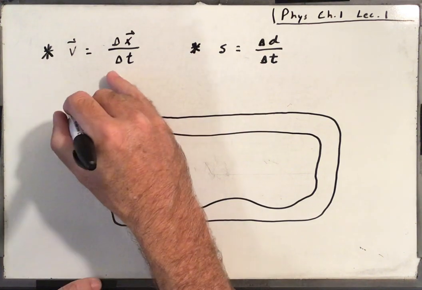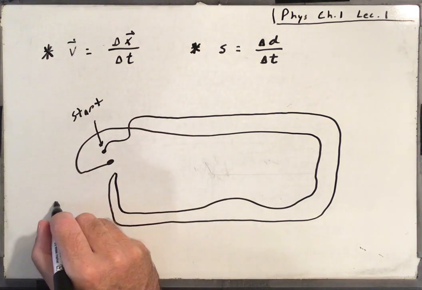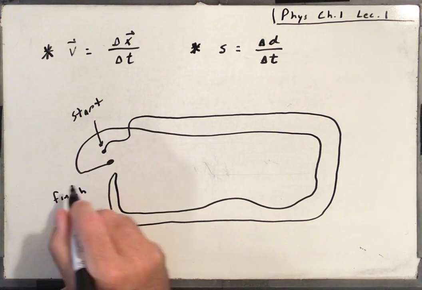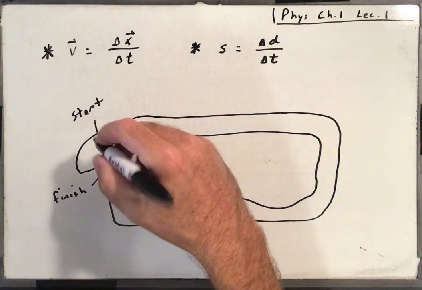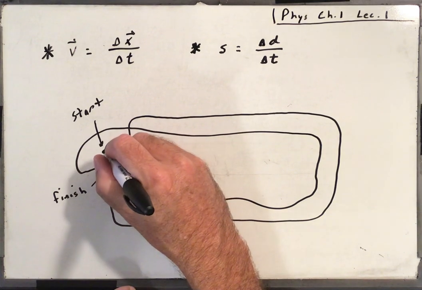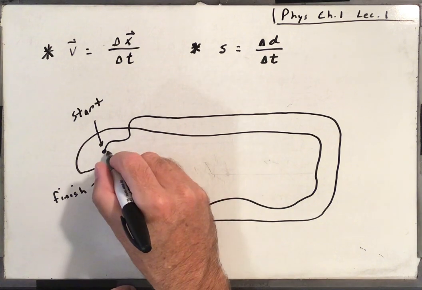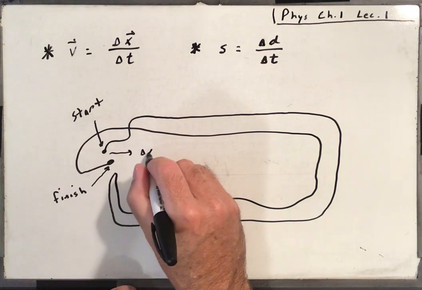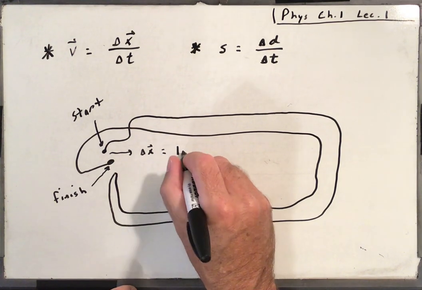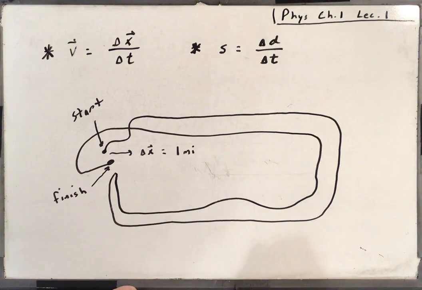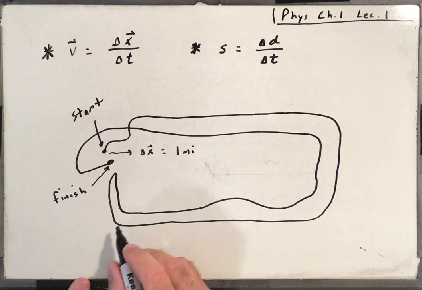So the start is here, and the finish is actually in a baseball stadium, which is kind of cool, right there. The distance between those two spots, or displacement in this case, between the start and the finish, is roughly, we're going to say, 1 mile. But the distance run is 26.2 miles.